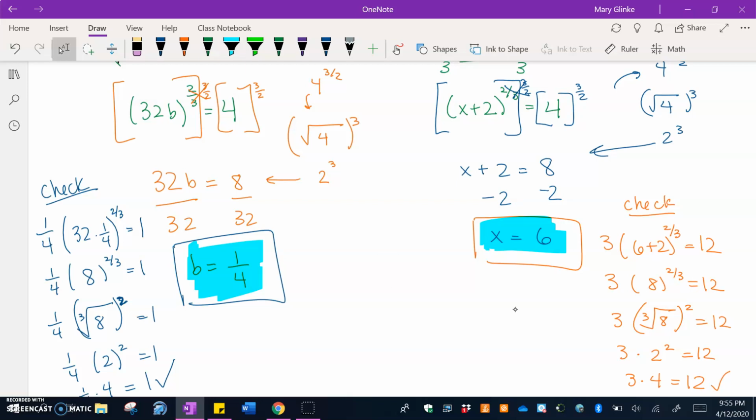So hopefully this helps you solve things that are radicals or anything written to a rational exponent.